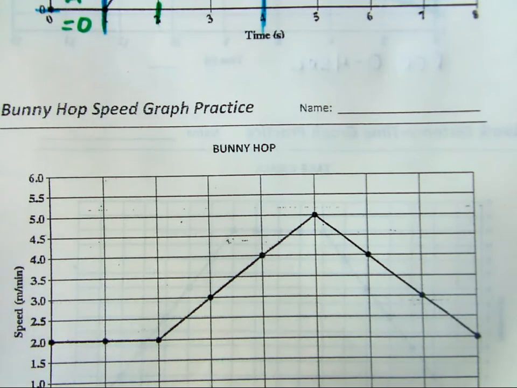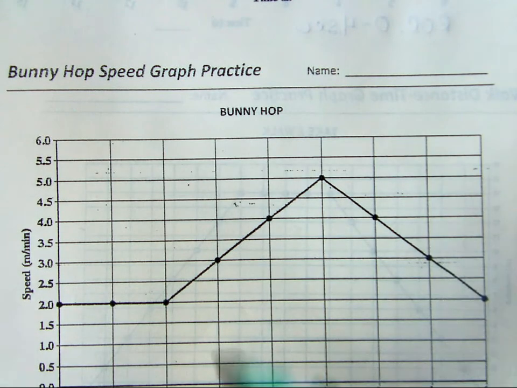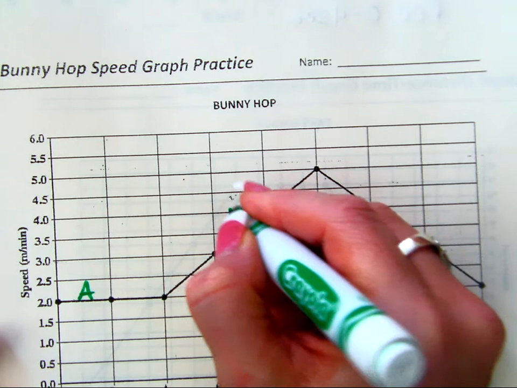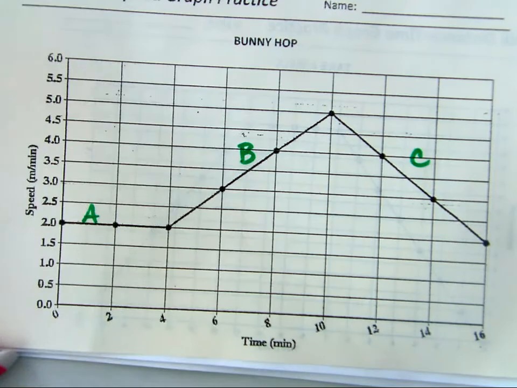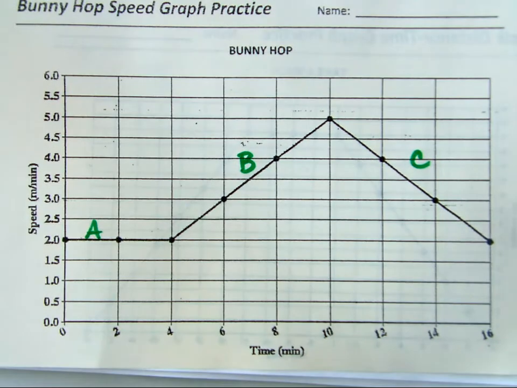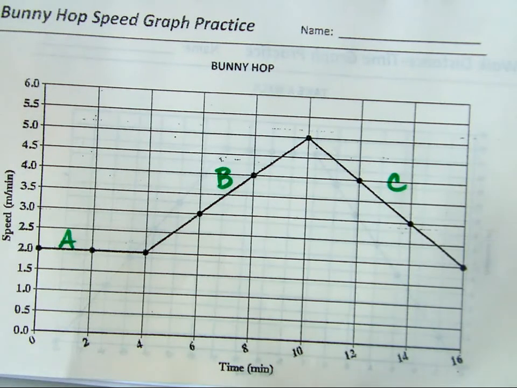So take a little bit of practice and see if you can do this one. You don't have to write down what the path is. Just be able to explain it if I were to ask you. So what's happening here? And take a minute to find the rates of change for each of these graphs, okay?